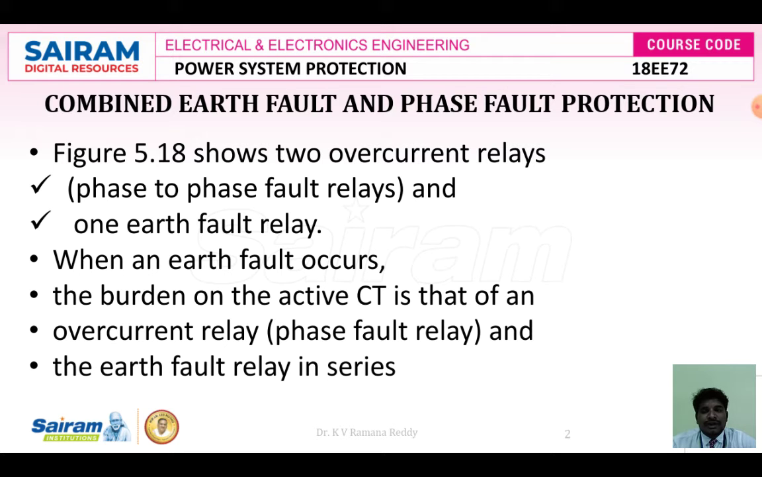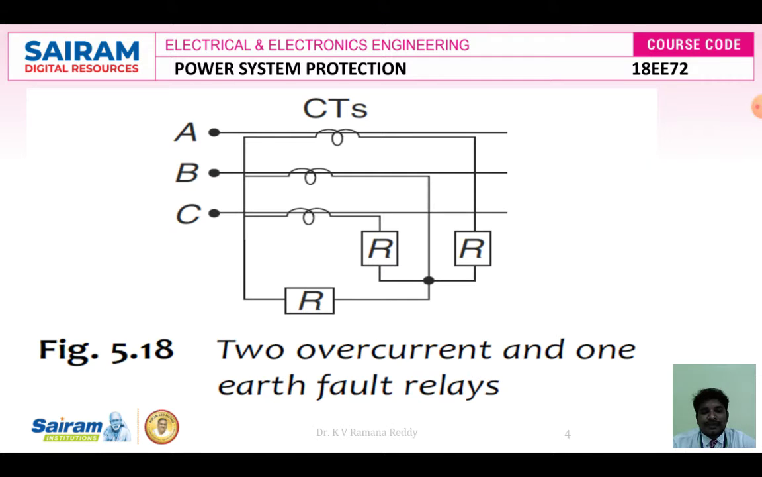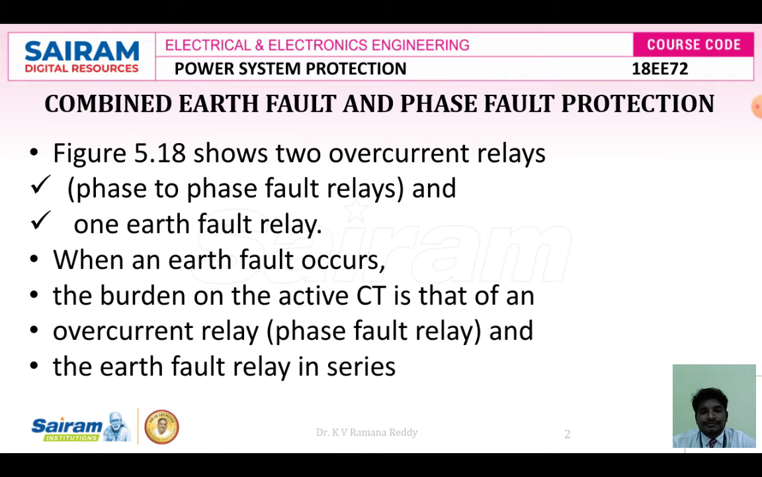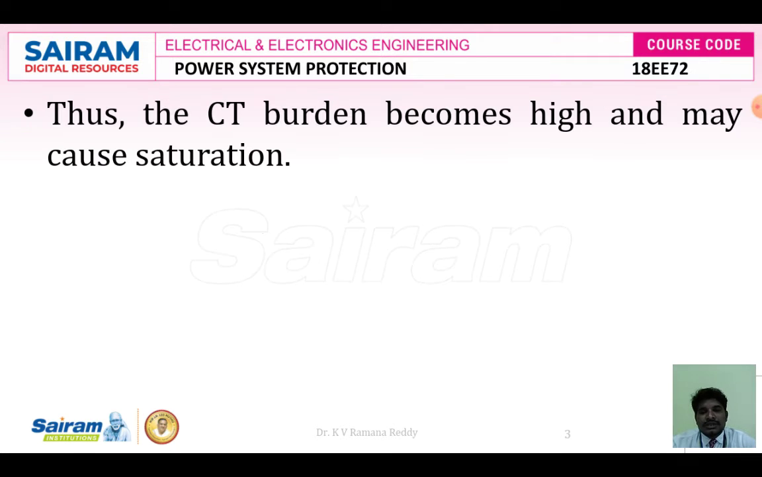The figure below, figure 5.18, shows two overcurrent relays and one earth fault relay. When an earth fault occurs, the burden on the active current transformer is that of an overcurrent relay, that is the phase fault relay, and the earth fault relay, which is in series. Thus, the current transformer burden becomes high and may cause saturation.